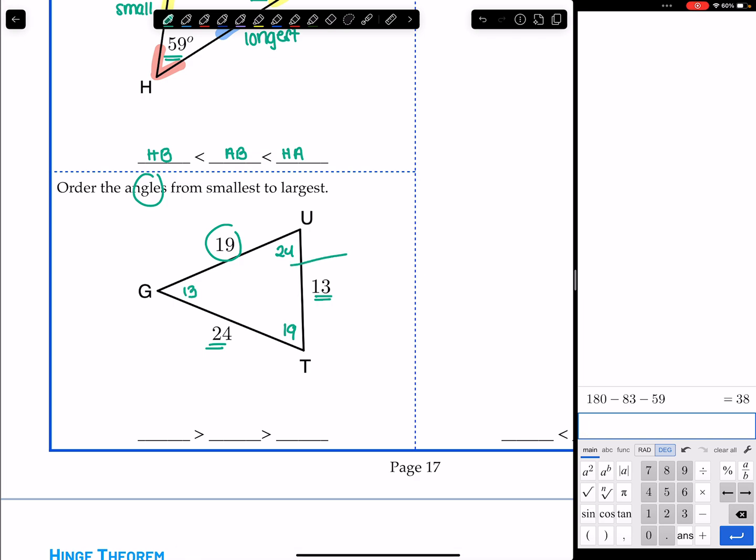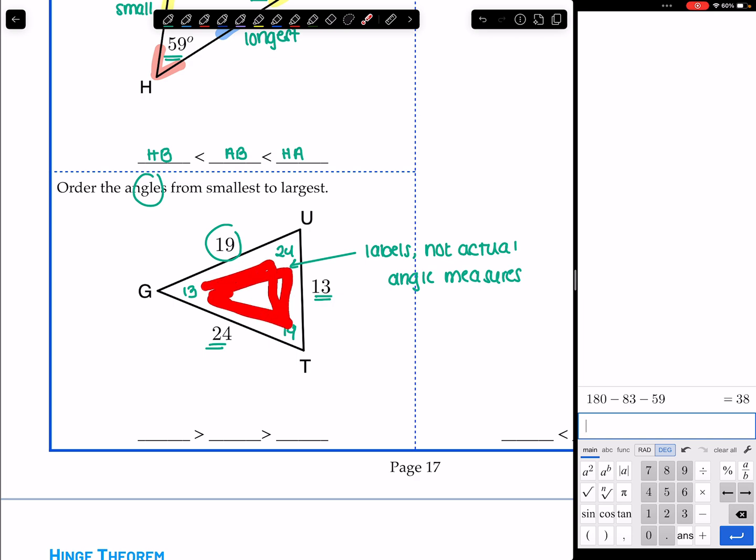Now, I have to stress that these are labels for the angles, not actual angle measures. Like U is not 24 degrees. The issue with having all three of these be angle measures is that they're supposed to add up to 180 and they're far too small. So this is only a relative positioning of these angles. They're not actual angle values.